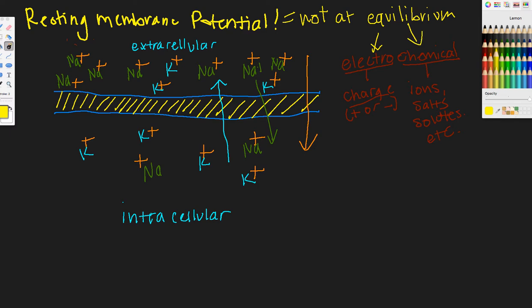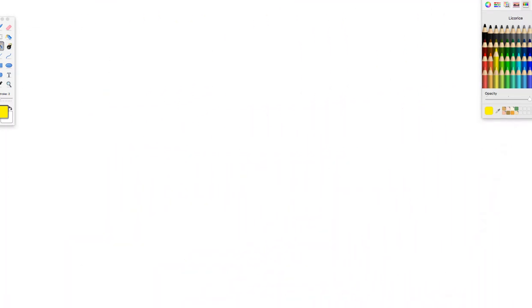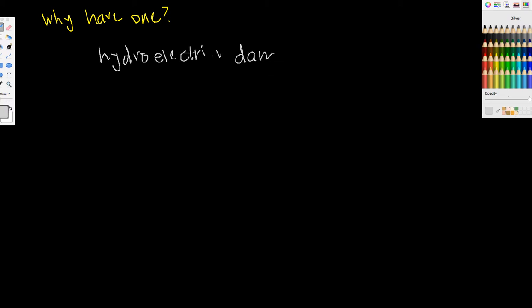So I'm going to blow this up and do some more drawing. Okay, so that's how electrochemical gradients look when they're set up. So the other question we've got to ask ourselves is, why have one? The answer is best analogized by thinking about a hydroelectric dam. So I'm going to clumsily draw one down here for you while I talk.